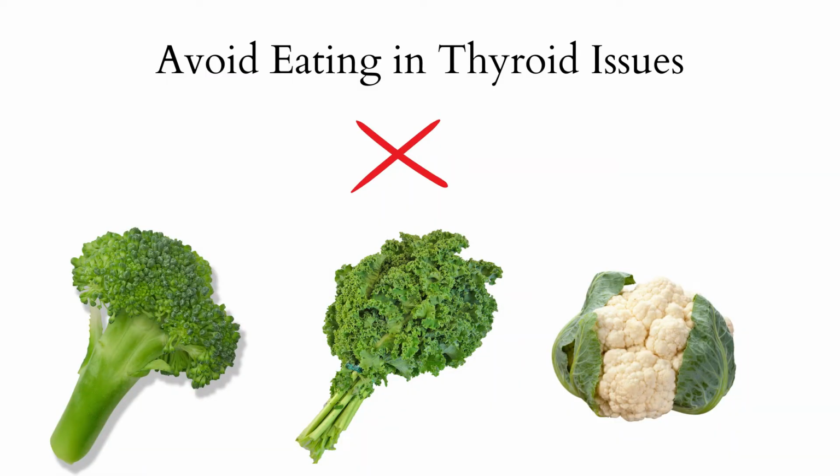One should also avoid eating raw vegetables, particularly cauliflower, kale, Brussels sprouts, and broccoli. This is because these vegetables contain chemicals called goitrogens that can disrupt thyroid functioning if eaten in large quantities. However, you can eat them cooked in moderate quantity.